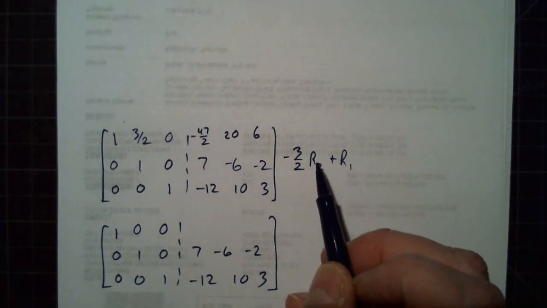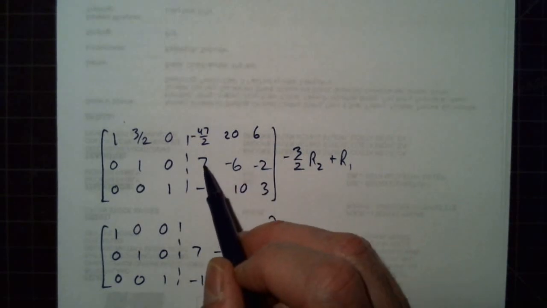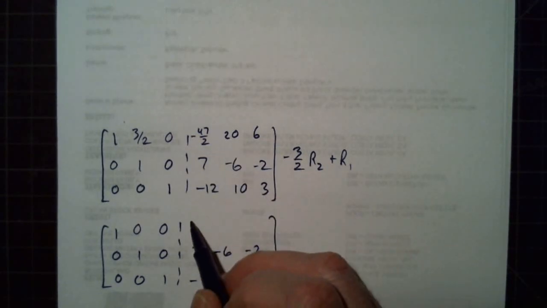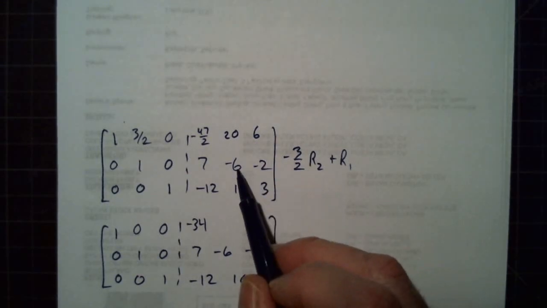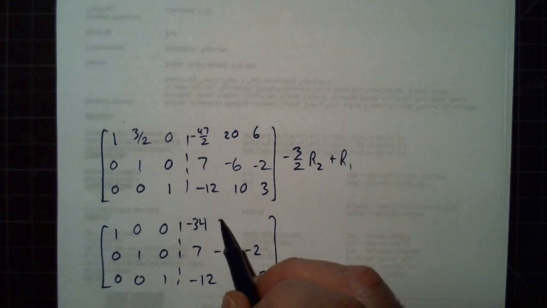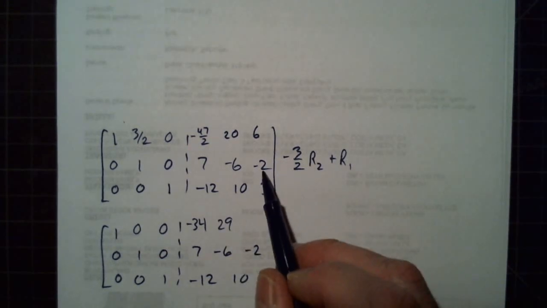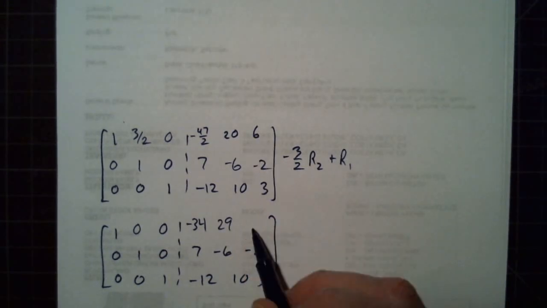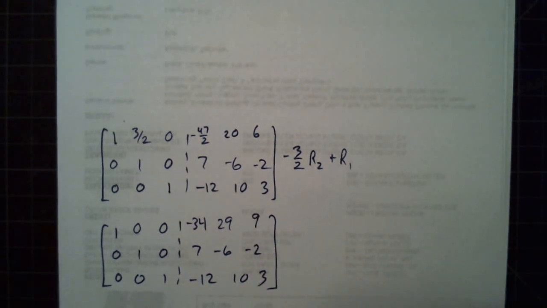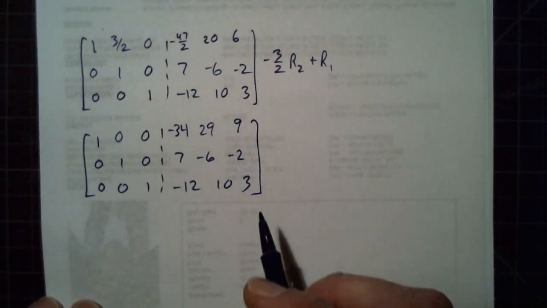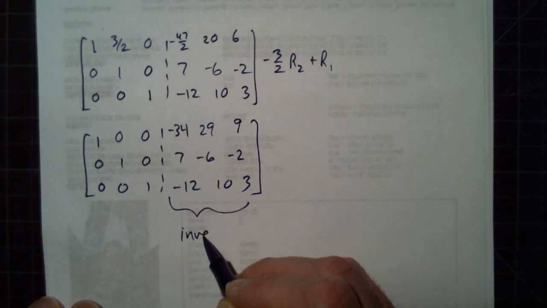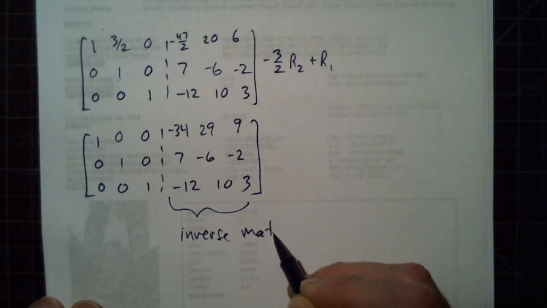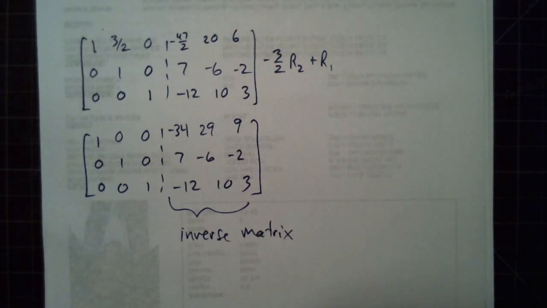And then we have negative 3/2 times 7 plus negative 47/2 is negative 34. Negative 3/2 times negative 6 plus 20, we get 29. Negative 3/2 times negative 2 plus 6 is 9. So we know that this is the inverse matrix. And we'll stop there.